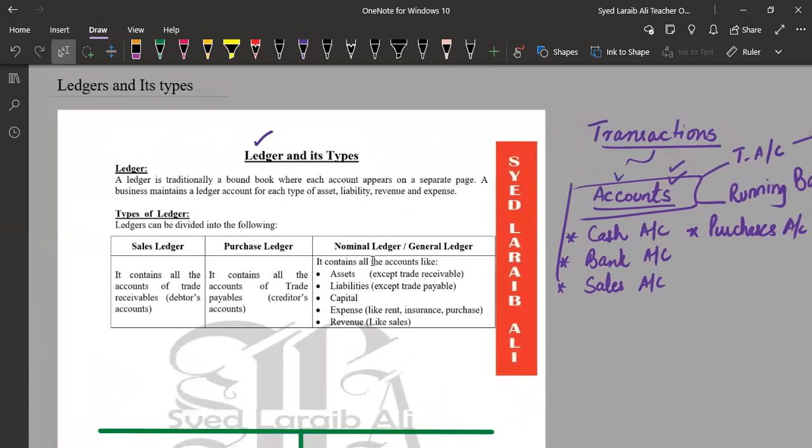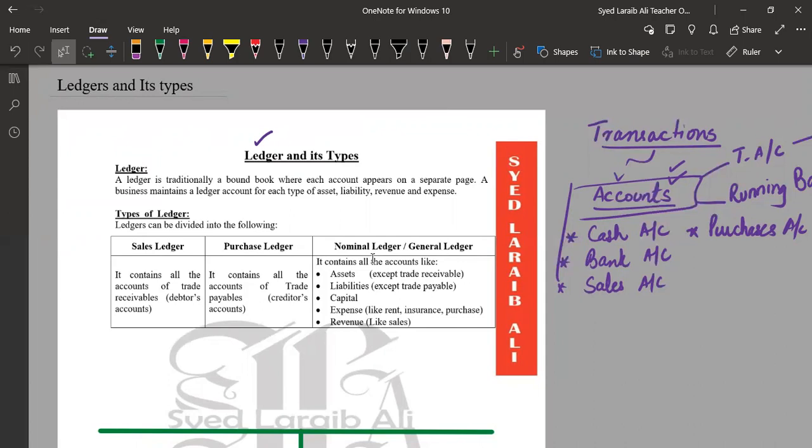Let's continue with the ledger. So the ledger is basically a bound book in which the accounts are maintained. Now, there are many accounts, countless accounts that are maintained in a business, like cash, bank, sales, purchase, provision for doubtful debt, rent, depreciation of machinery, depreciation of motor vehicles, rent, insurance, etc. So there are countless accounts which are maintained by the business.